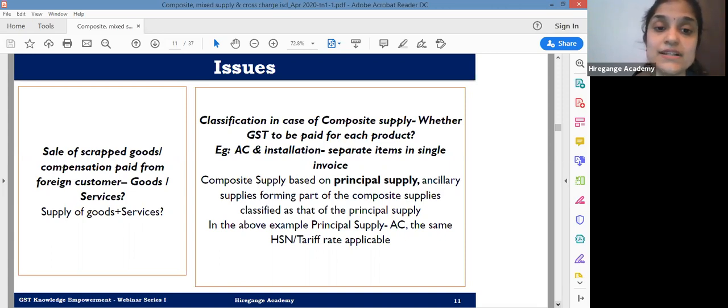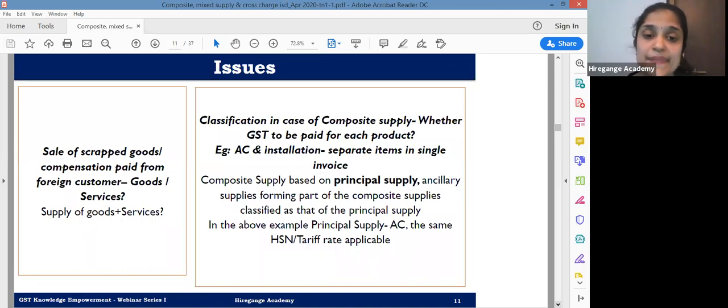Coming to the classification in the case of a composite supply, whether the GST has to be paid for the entire supply, like I earlier told you. I give you an example of an AC and its installation. Obviously, once it is installed, it is fixed up with the cement and installed there. Could it still be said to be a supply of the AC, or is it resulting in any immovable property? I would say, what is the predominant nature of the supply? It is an AC. What is an AC? An AC is a movable good. The installation is incidental to it.